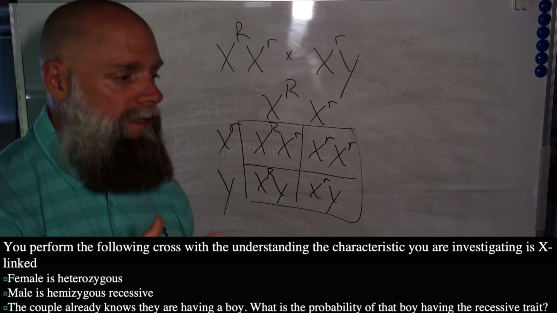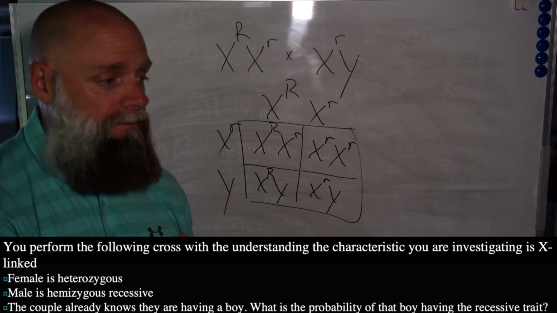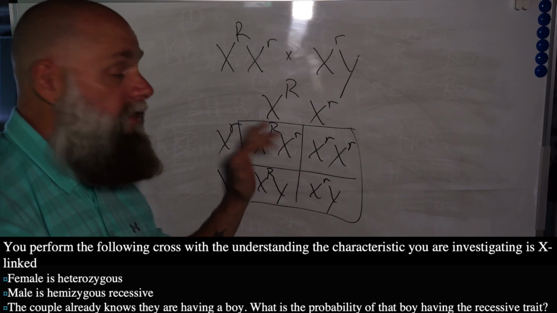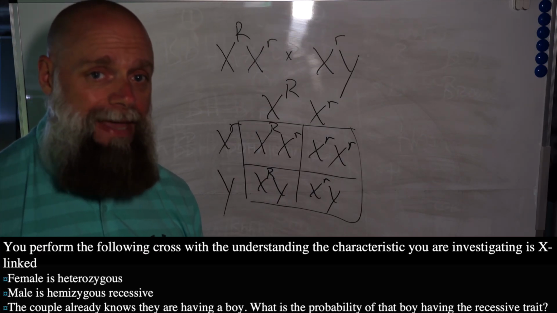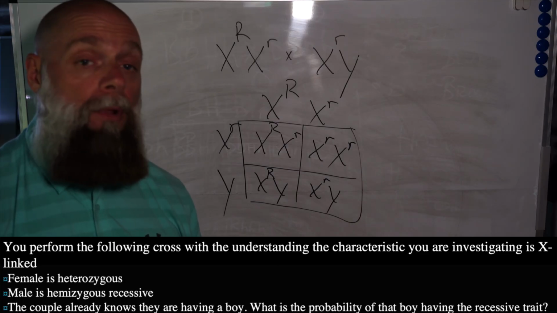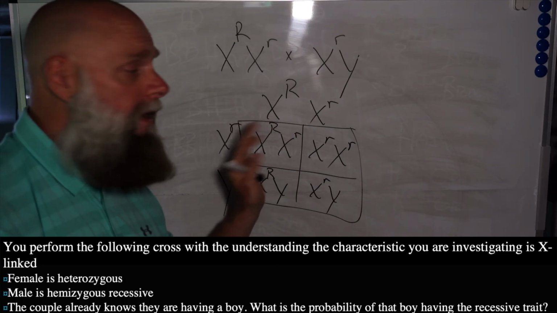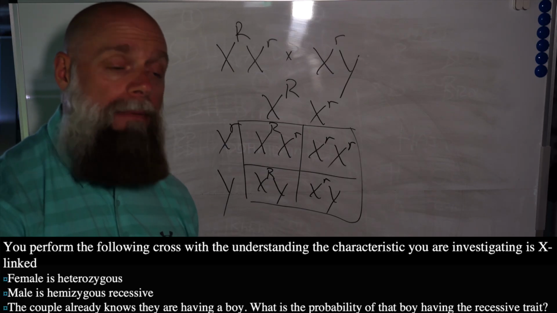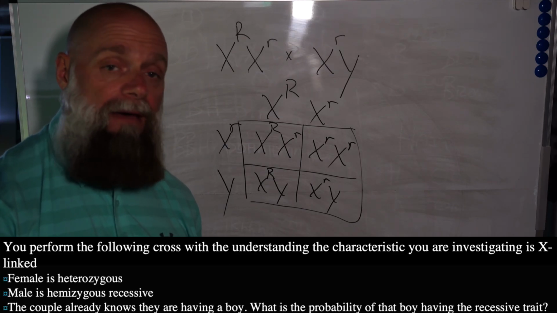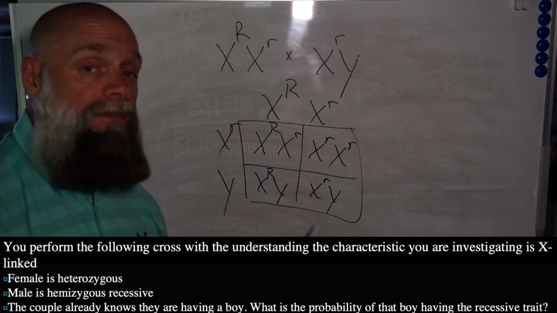Now the question was, after we do this, the couple already knows they're having a boy, so we don't have to worry. There's basically two ways that a question like this can be asked. The way that I asked it, the couple already knows they're having a boy, so the female outcome here doesn't even matter. All right, so we can just ignore that. What is the probability of that boy having the recessive trait? Well, it's 50%.